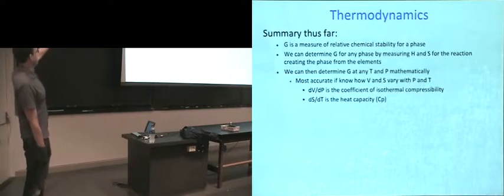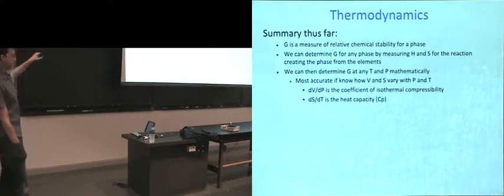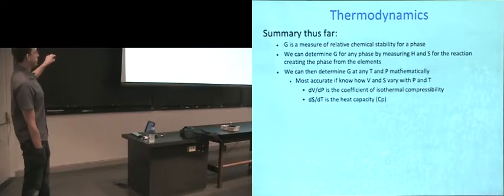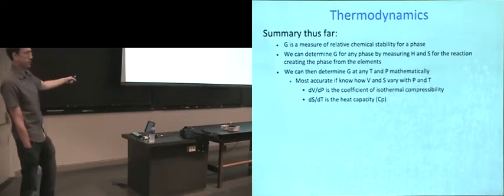G is the measure of how stable a phase is. It's only a relative measure. We can determine G basically by measuring these terms, or trying to measure them, and then we can calculate it at temperature and pressure mathematically if we know these terms here. How much the volume changes with pressure, which is the compressibility. So this is something that you can measure in a lab, and this is done a lot.